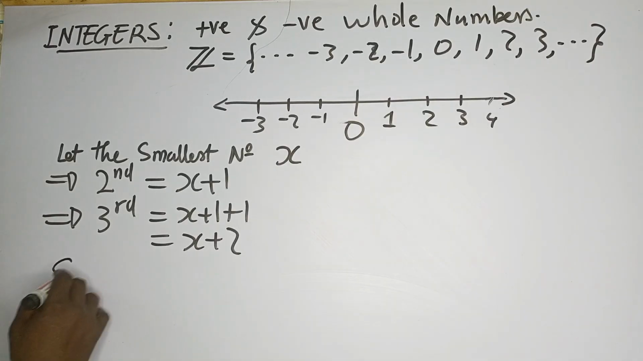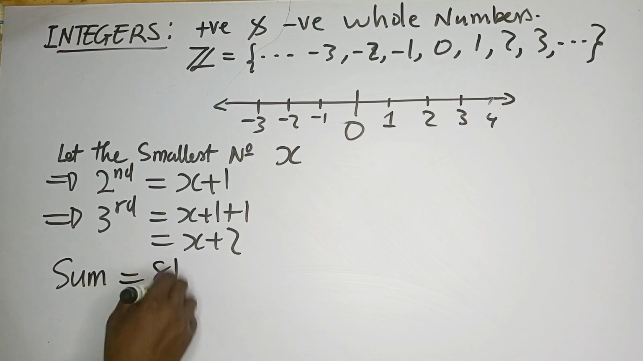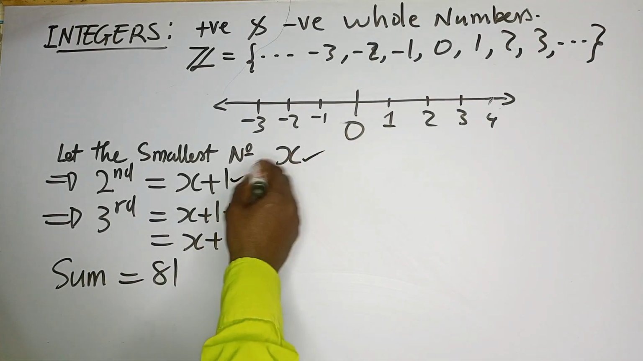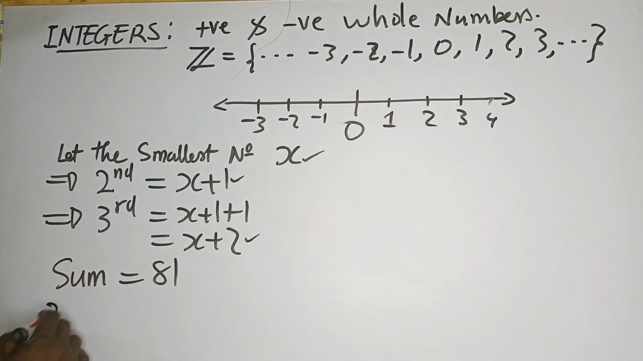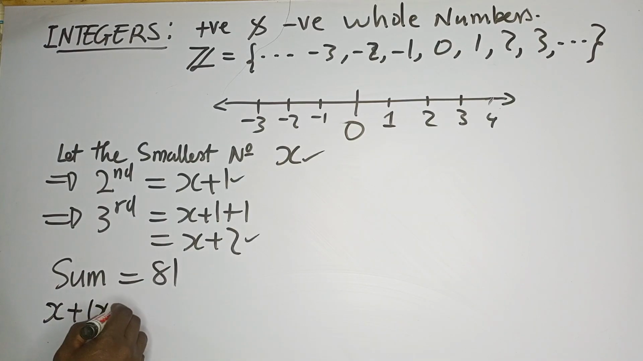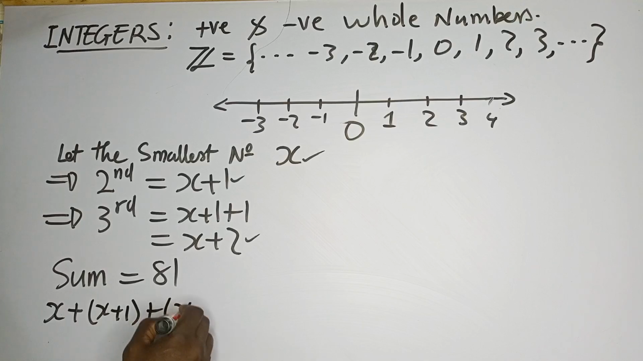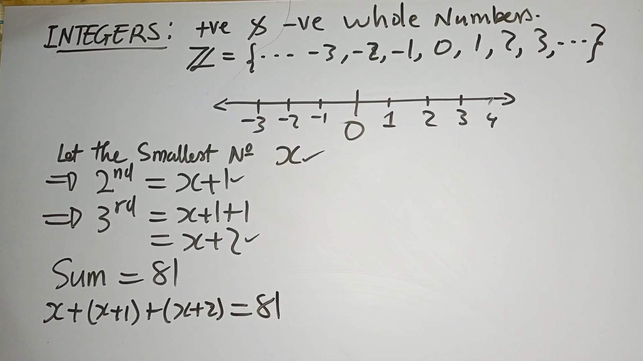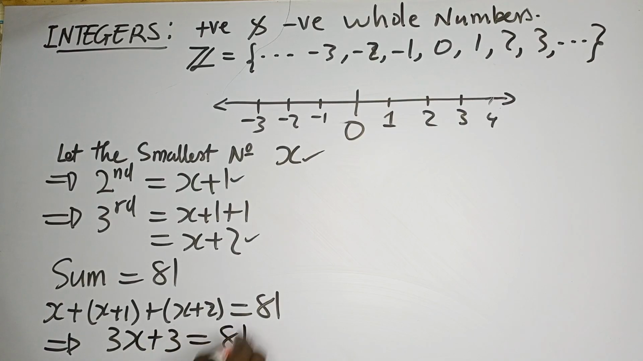Now, their sum is 81. Their sum means we add them up. We're going to add this to this to this to get 81. So we're saying x plus x plus 1 plus x plus 2 must give us 81. Now let's add this up and solve for x. We have 1, 2, 3x. All right. So we have 3x, and then we'll have 1 plus 2, 3, giving 81.